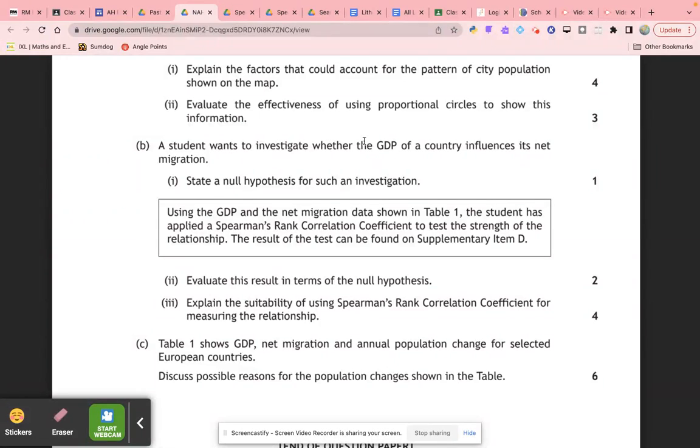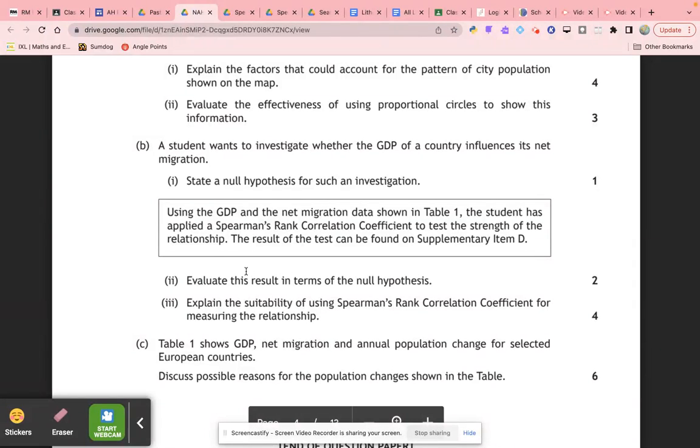Between, and then you always order it. The GDP is the X variable, the independent variable, so it's the one that's influencing the other one, in this case, migration. So there is no statistically significant relationship between the GDP and the net migration, and in this case, the net migration is the Y variable. And that would get us 1 mark.